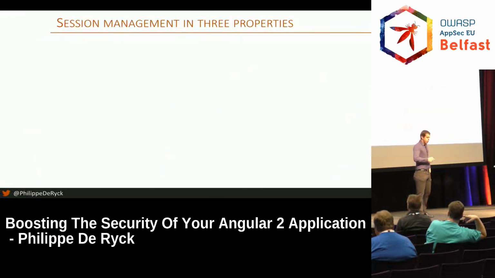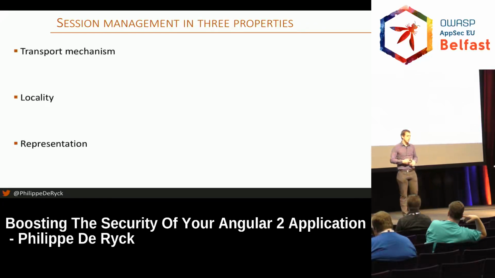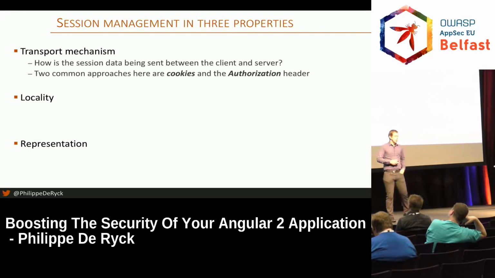So, session management, to me, is not about cookies versus tokens. There are 3 properties that impact the way your system works, and the things you should take into account when you're building your application. These are the transport mechanism, locality of the session management, and the representation of the session data. I'm going to cover each of these in a bit more detail, and then we're going to dive into a few concrete scenarios. Transport mechanisms: how do you transfer the session data between client and server?